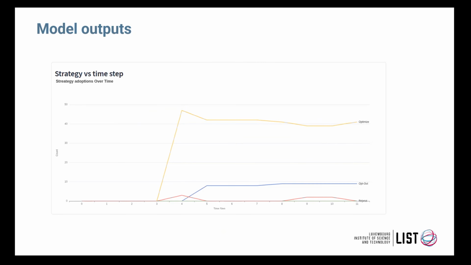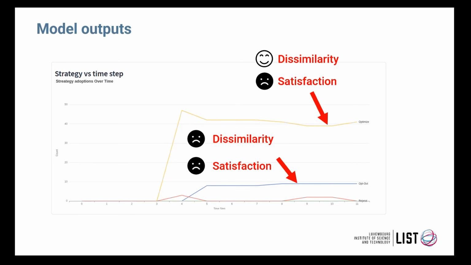We can use the model to also see the evolution of the different strategies during the simulation in the whole system. As you can see, this is showing the count of agents per strategy. Next one, please. Yes. So the yellow one indicates optimize, meaning that around 40 agents of the 50, from year 5 until the end, were just trying to optimize, meaning that they were not satisfied with the income, but they were okay with the dissimilarity, meaning that they were fine. Their dissimilarity threshold was pretty high, so they were okay and they were operating.